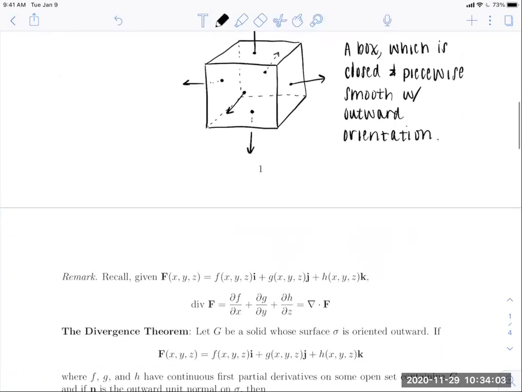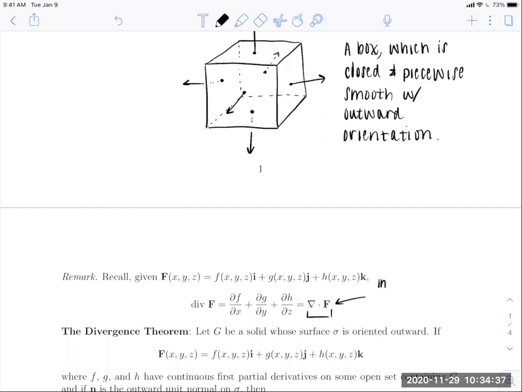So before we state our main theorem, let's just recall how to compute the divergence of a vector field. The divergence of F is the partial of the first component function F with respect to x, plus the partial of the second component function G with respect to y, plus the partial of the third component function H with respect to z. I like to recall that this can be written as the del operator dotted with F. And the reason why I like that is because we need to remember that the dot product outputs a scalar.